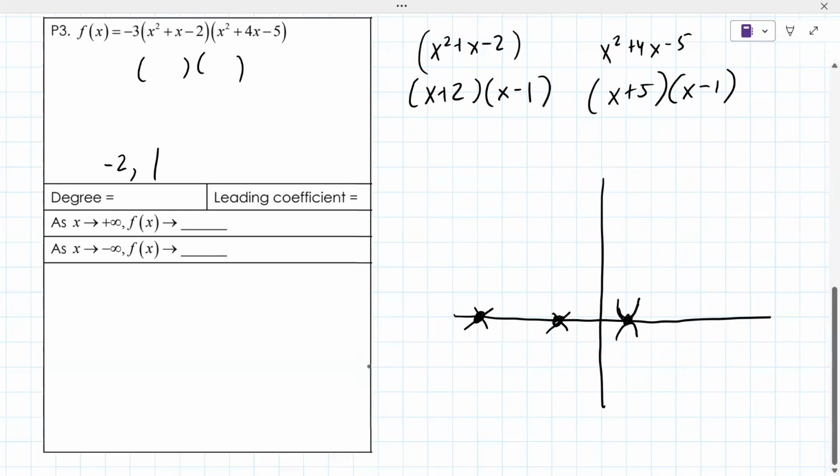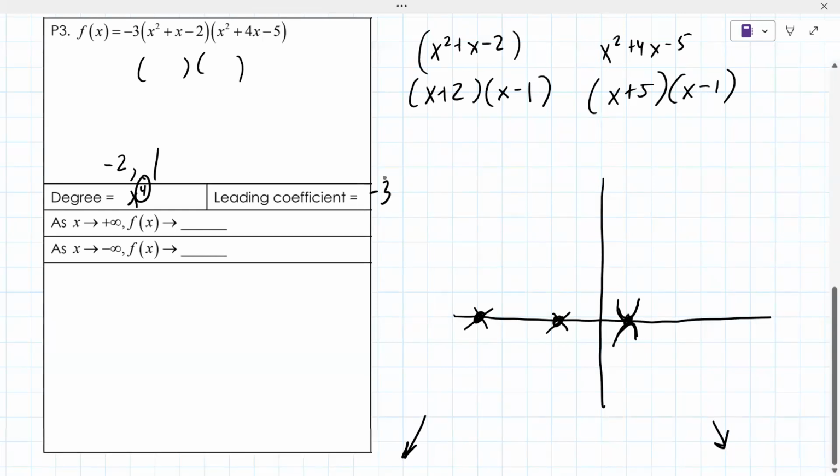I use the U as the bouncing to connect, but to decide, you need to know the end behavior, which means you need to know the degree. So it's x squared times x squared. That's an x to the fourth, or power of 4. And the leading coefficient here would be -3. Yes, it is negative. So it's an even and negative. A four normally starts high and ends high, but because it's negative, it starts low and ends low.